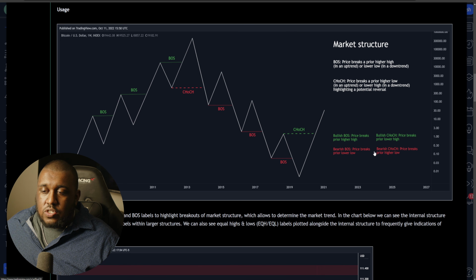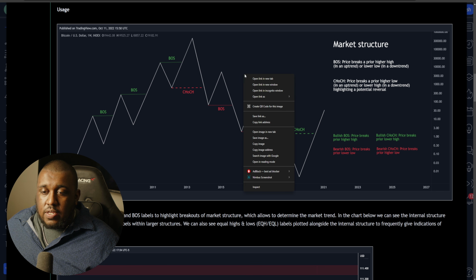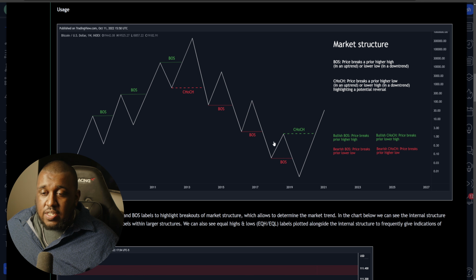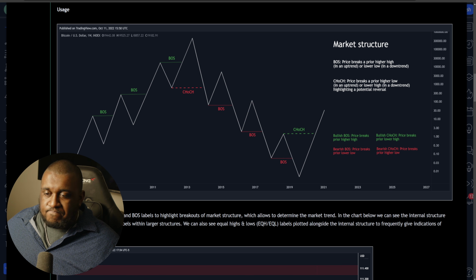Now, you can see these signs over here if you want to. Bullish break of structure, breaks prior higher. This is a nice little cheat sheet. So if you guys do want to copy this, all you guys have to do is come over here and you can actually copy the image if you want and save it over into some type of document, if you will.